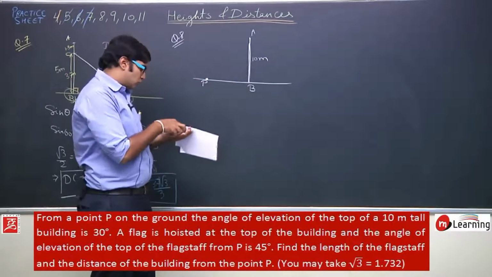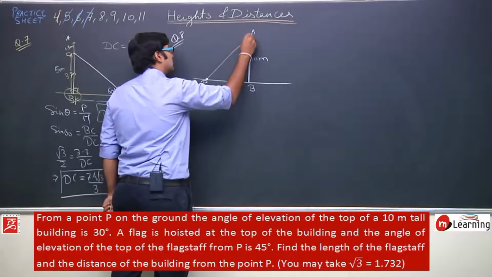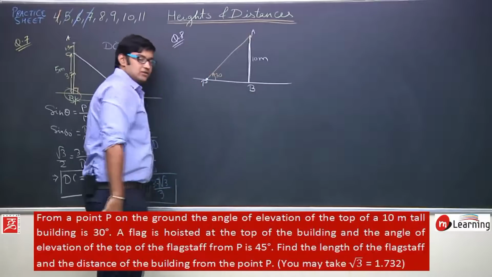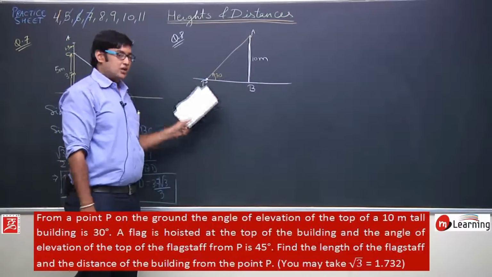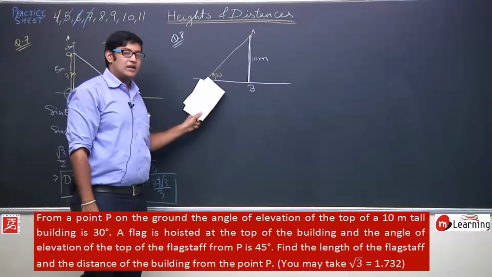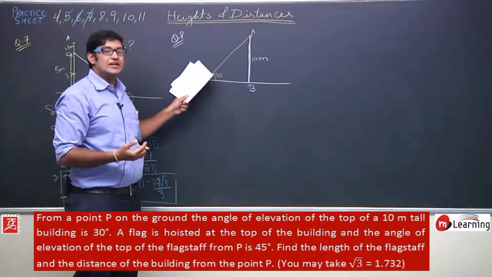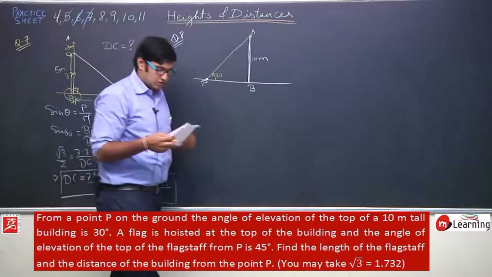So I need to observe this A point from this P point. How much do I need to move my head upwards? I need to move my head 30 degrees upwards, okay. I am neglecting my height. I am just observing this tower, which is 10 meter in height, and I am neglecting my height. So from this point P I need to move 30 degrees up to observe the top of this tower or building.